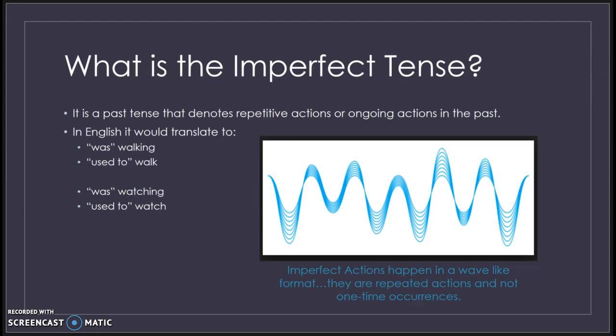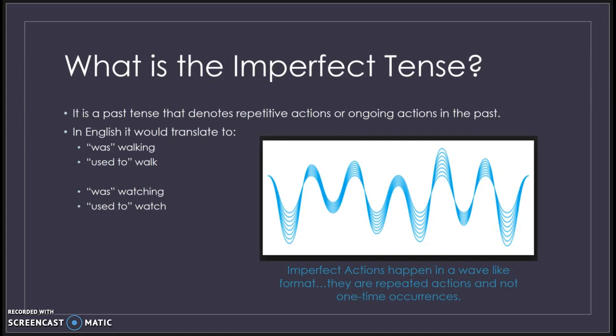It denotes repetitive actions or ongoing actions in the past. Imperfect actions happen in a wave-like format because they're repeated and they're not just one-time occurrences. They're not a blip on a radar. They are the continuous wave on the radar.